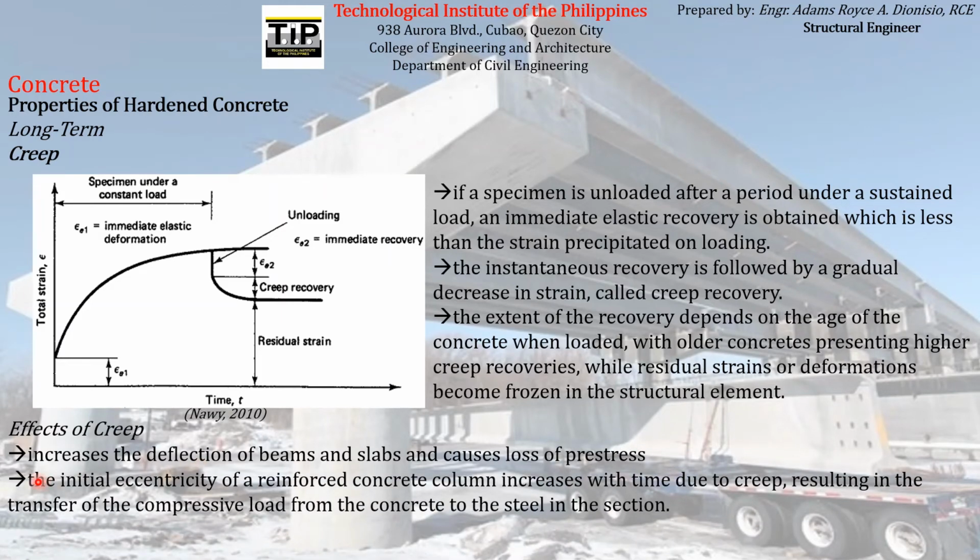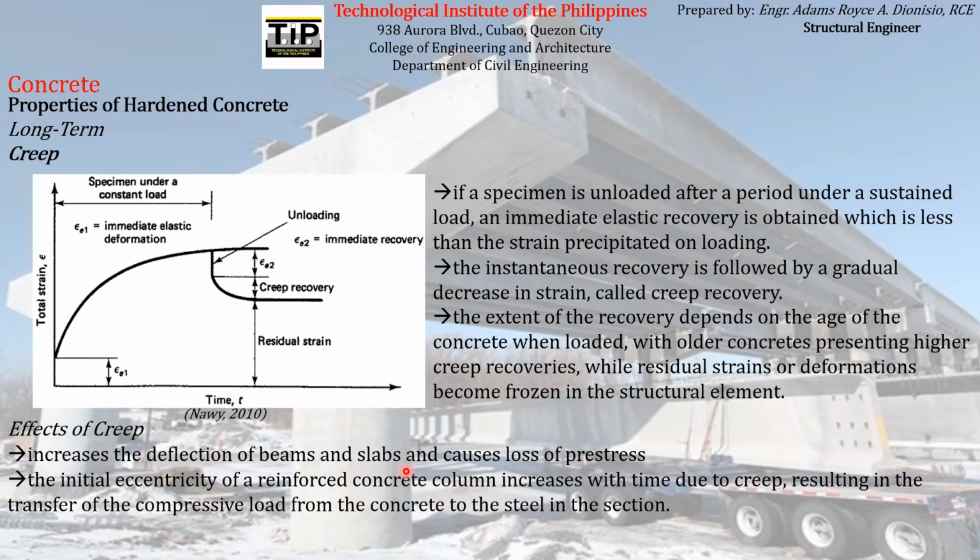Another effect, which is a particular effect of creep: the initial eccentricity of a reinforced concrete column increases with time due to creep, resulting in the transfer of the compressive load from the concrete to the steel in the section, which will eventually result in the failure of the column.